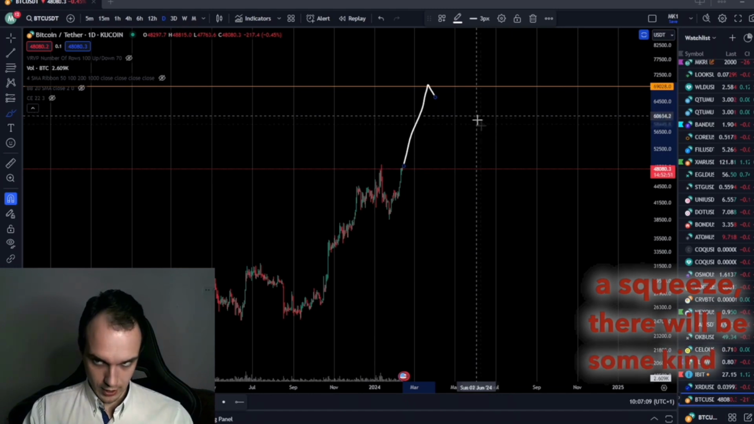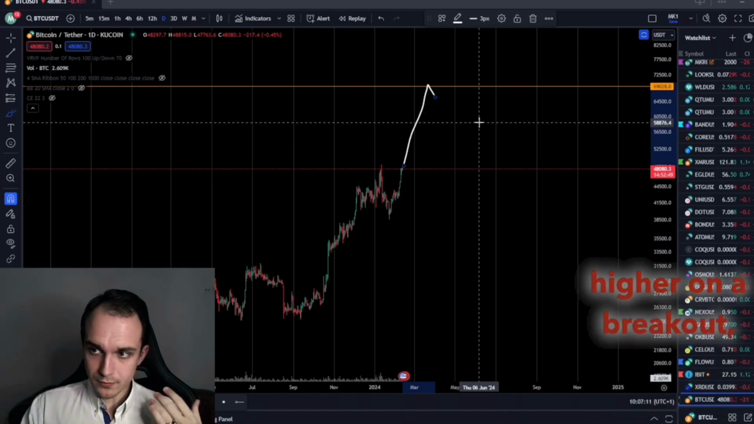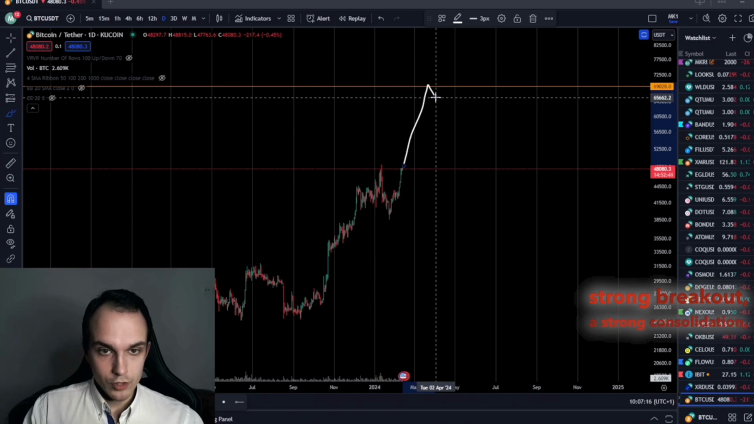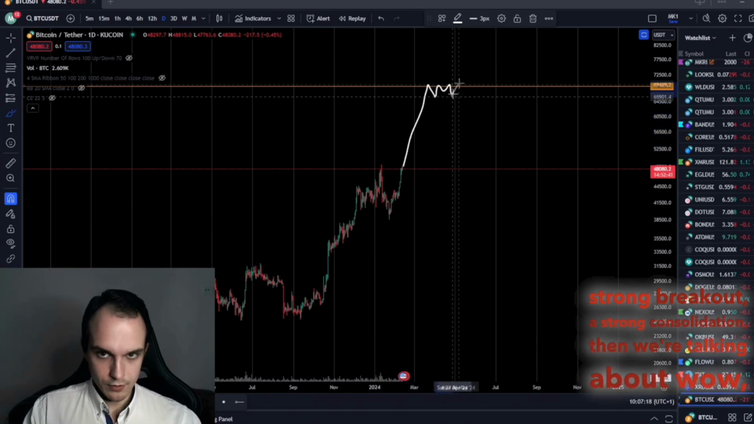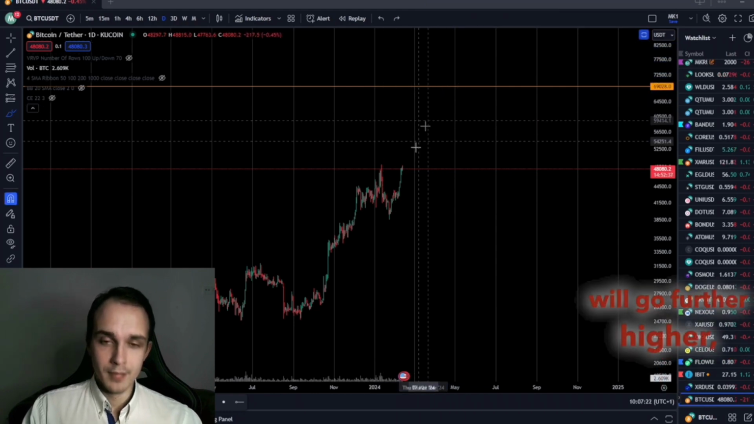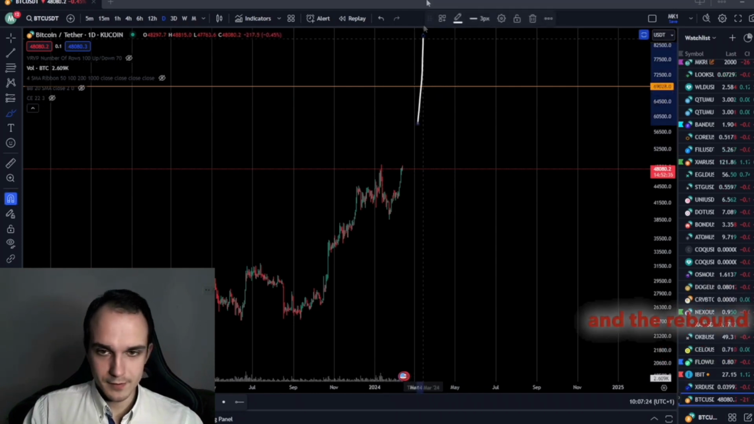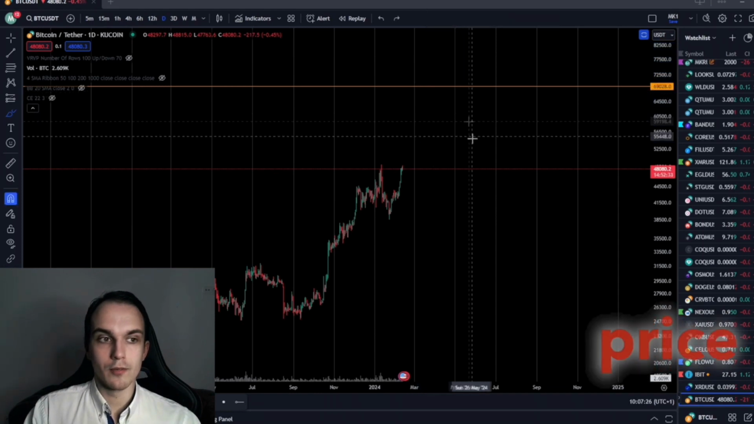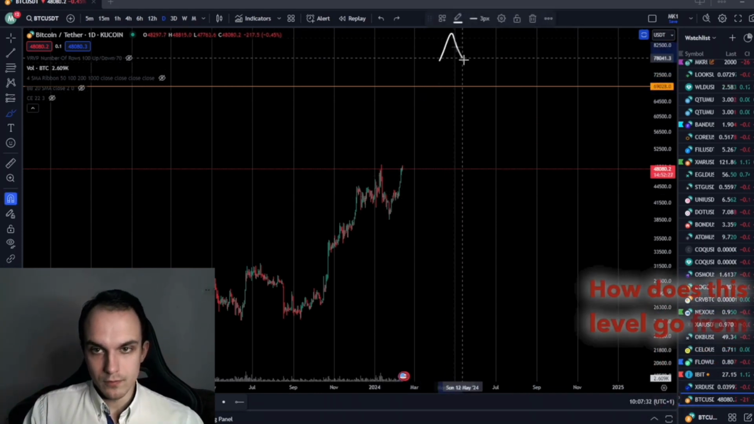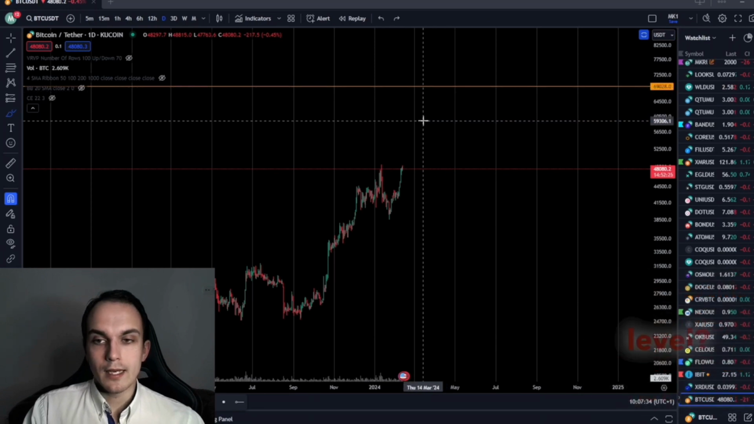There will be some kind of trading hike higher on a breakout, especially if there's a strong breakout and a strong consolidation. Then we're saying, wow, the price will go further higher. And the rebound is also very important, the price breakout and the rebound from it. So how does this level go from a resistance level to a support level?